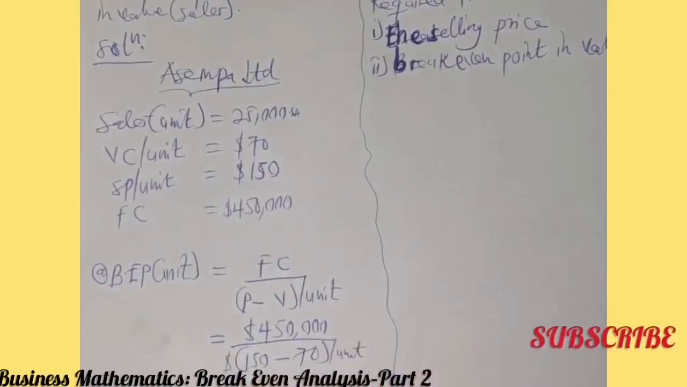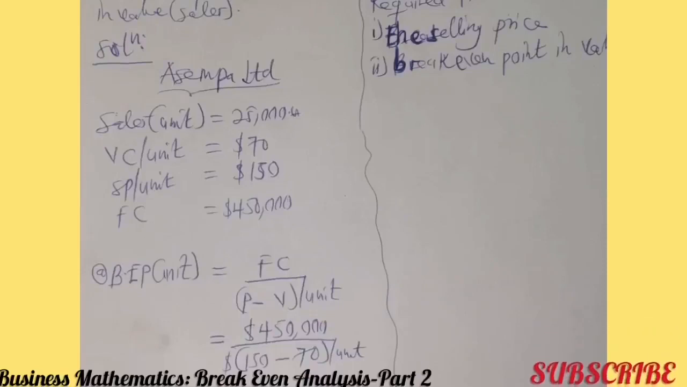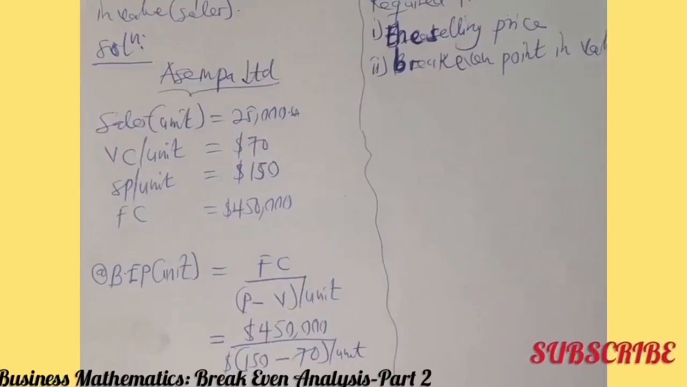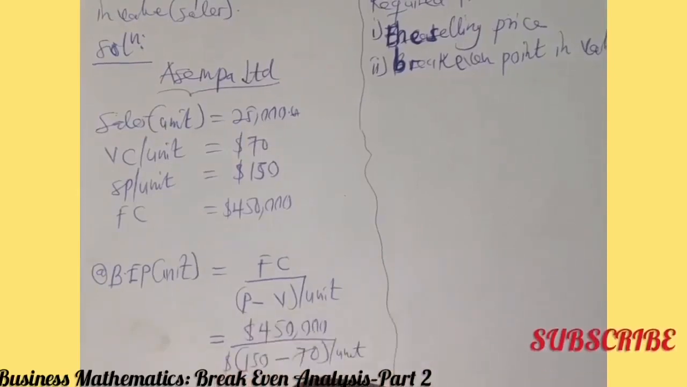So here, what you need to do is pick your calculator. So I have 450,000 divided by bracket 150 minus 70. So I had 5,625. You can also check yours and let's see. So you clearly see that the dollars will cancel the dollars, so it becomes what?